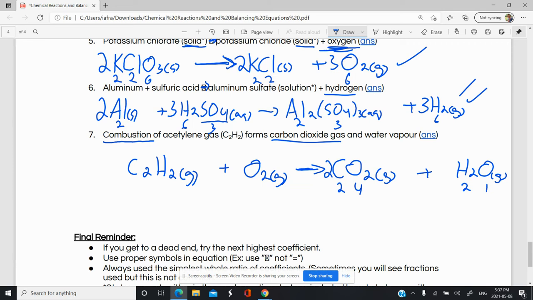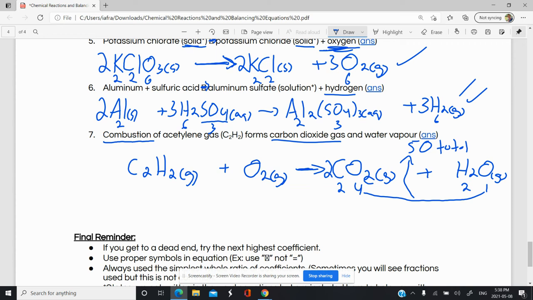So I'm going to show you a trick here. These can be a bit tricky to balance sometimes, but I have 5 O's total on the right side, because that's 2 times 2 here is 4, and then alone is 1. So that's 5 total. So that comes from here.